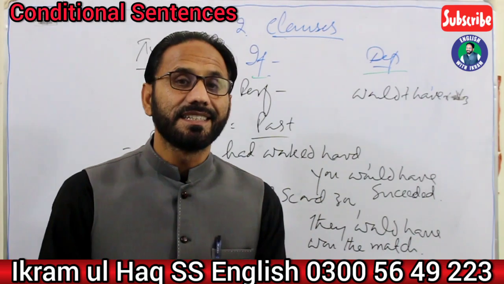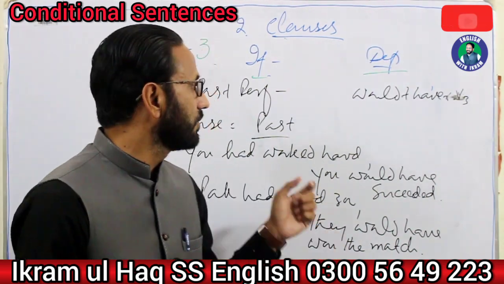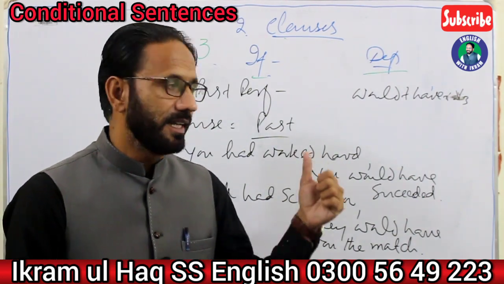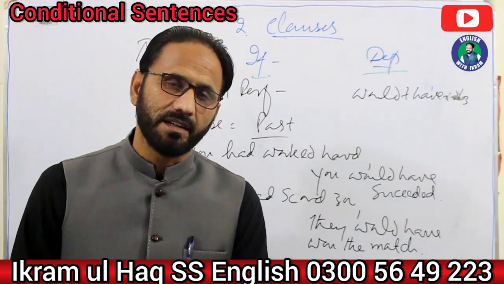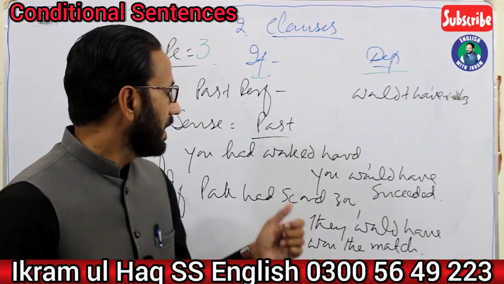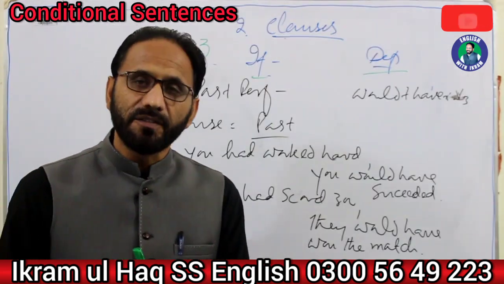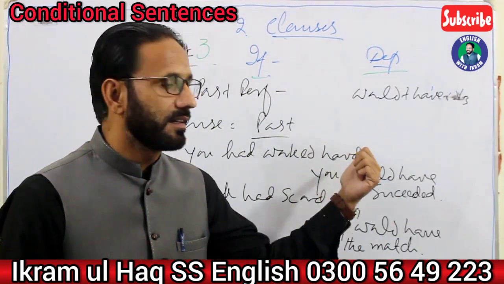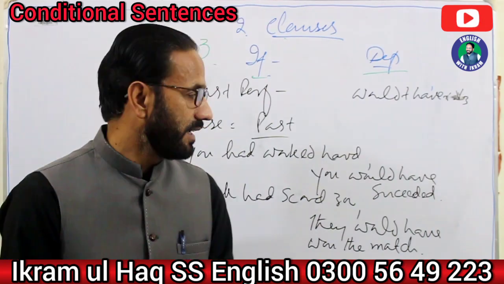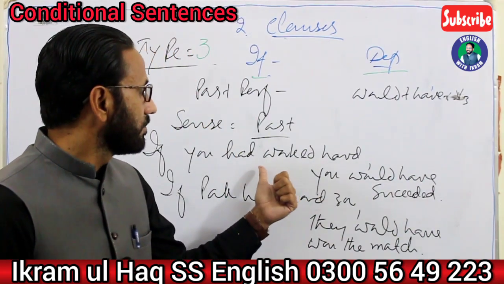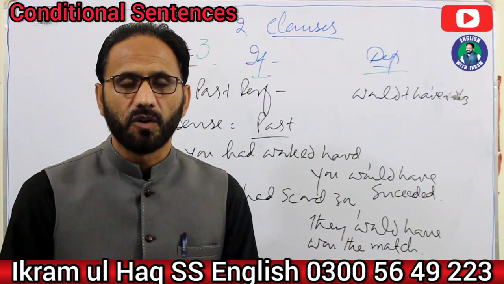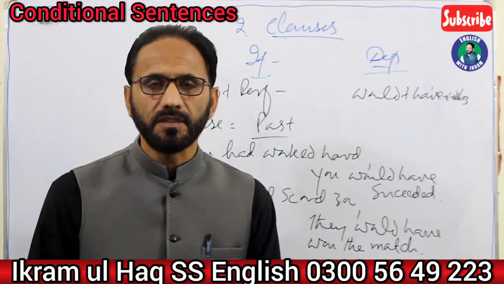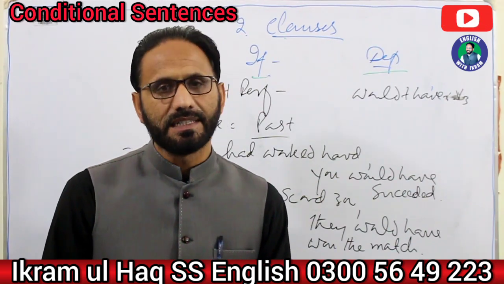So these were 3 different types of conditional sentences. Type 1, what is the structure of type 1? Simple present tense in if clause and future indefinite in main clause, and the situation is about future. And then type 2, past indefinite in if clause and would plus V1 in dependent clause, and situation is about present. And then type 3, past perfect in if clause or main clause and would plus have plus V3 in dependent clause. Now these are 3 different types of conditional sentences.